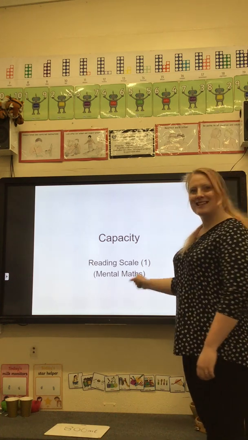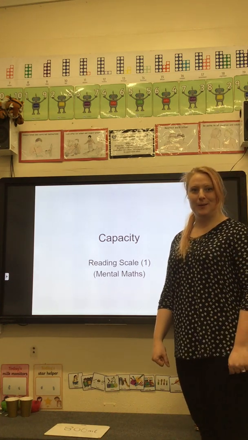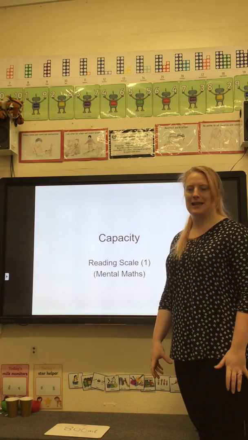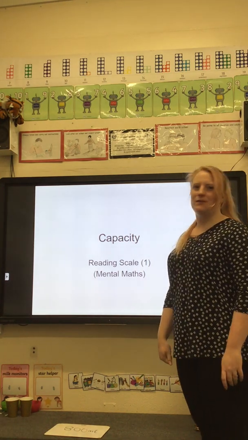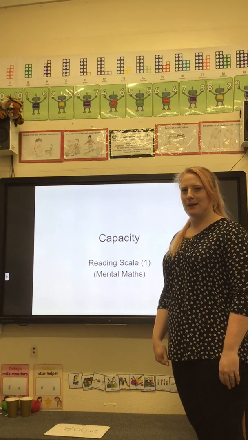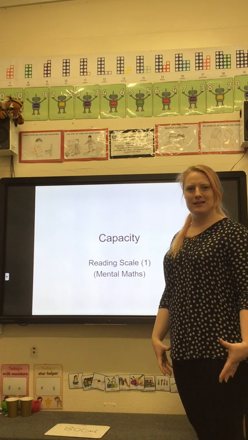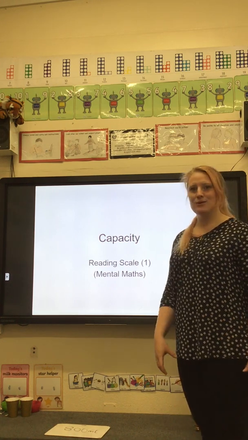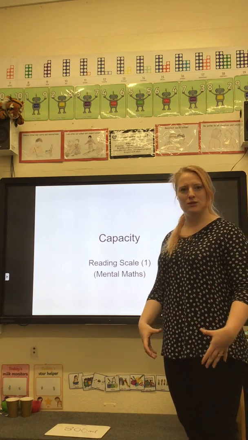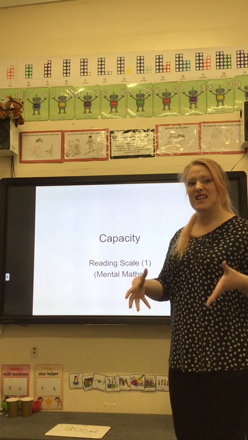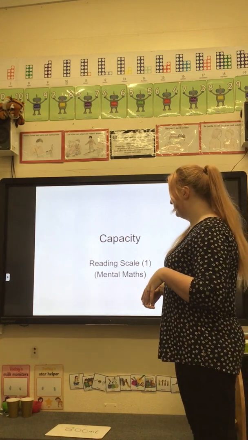Today we are going to carry on learning about capacity in maths, and it's going to be our last session on capacity. Now, we've done it 2 times already, but I wonder who can remember what the word capacity means? Yes, it's the amount that a container can hold. It's the amount of liquid that a container can hold. It's the amount that fits inside a container.